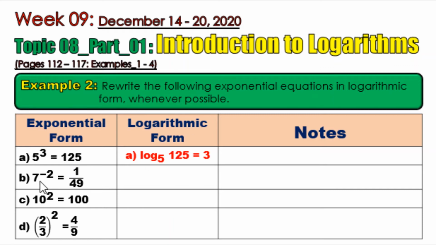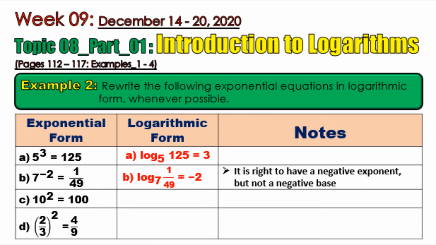Letter B. 7 raised to negative 2 is equal to 1 over 49. So what do you think is its logarithmic form? Okay, so we have logarithm of 1 over 49 to the base 7 is equal to negative 2. So I would like to emphasize that it is right to have a negative exponent but not a negative base. So it's okay to have negative 2 as the exponent, but we can never have the base negative.